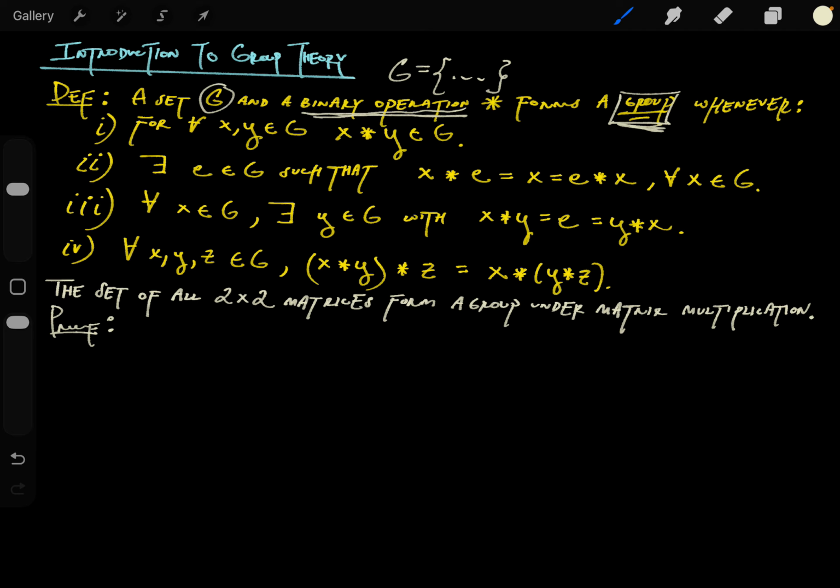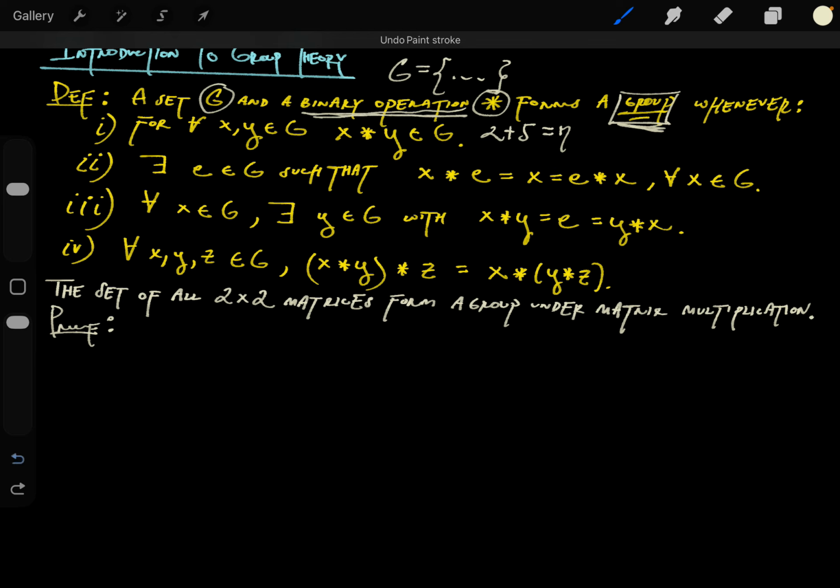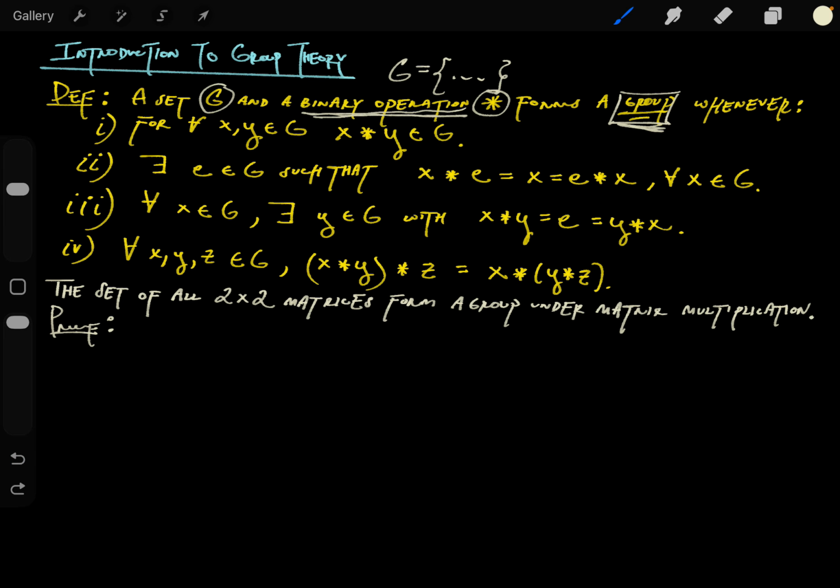A binary operation is something that takes two elements and produces a third element when you combine them with this star. For example, addition is a binary operation because you take two numbers, 2 and 5, and you add them and produce a new third number, which is 7. Multiplication is a binary operation. Division is a binary operation, but it never will work for a group. But anyways, you have some binary operation, you take two elements in the set, and you need all of these conditions to be met.